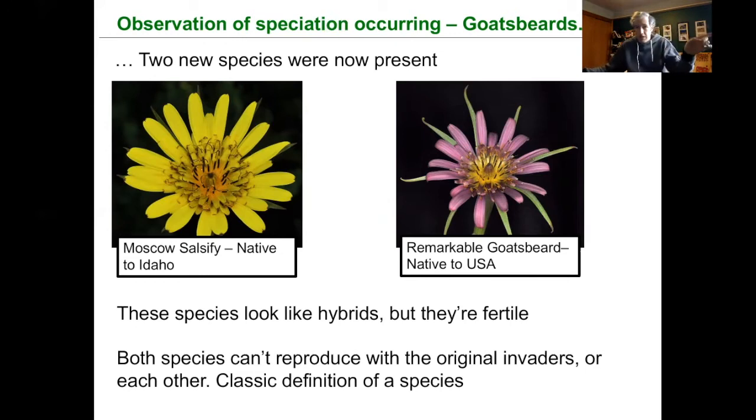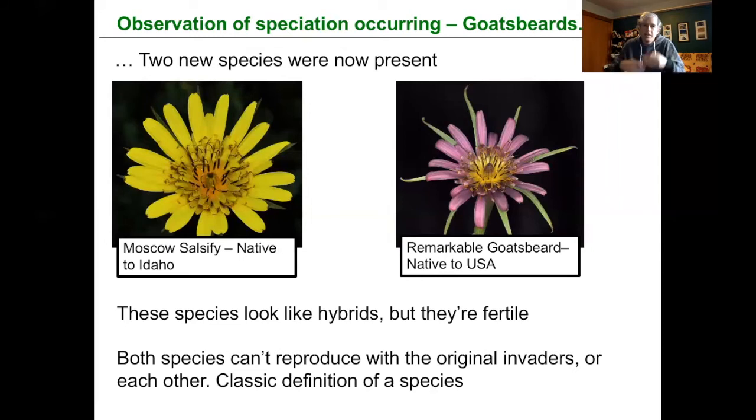It can't breed with any of the original goat's beards that were introduced to the US. In addition, the remarkable goat's beard can only reproduce with other remarkable goat's beards. It can't reproduce with the originals that were brought across. This is the classic definition of a species. It is now a new species that can only reproduce with members of itself.